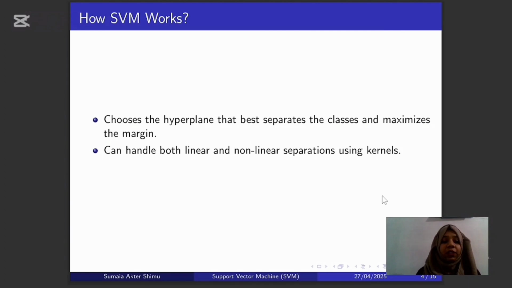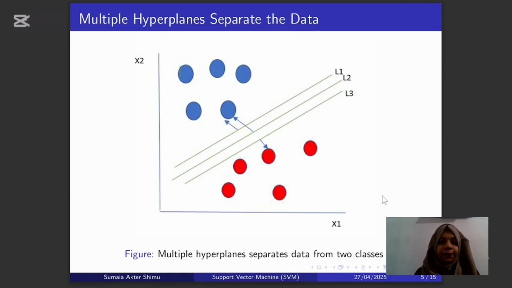So how does SVM work? SVM chooses the hyperplane that best separates the classes and maximizes the margin. It can handle both linear and non-linear separations, but in case of non-linear, it uses the concept of kernels that we will see later.